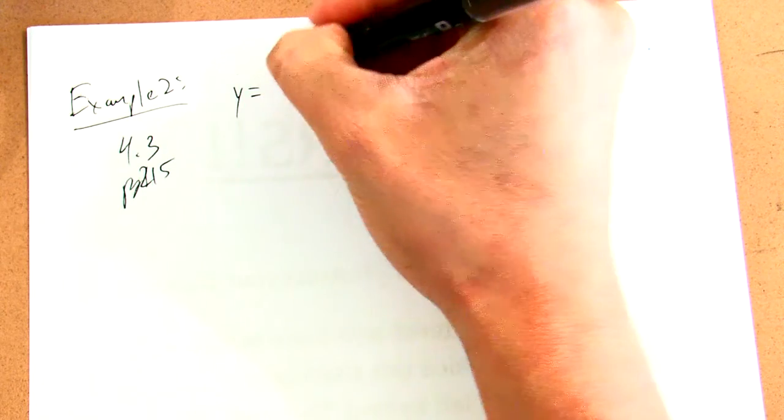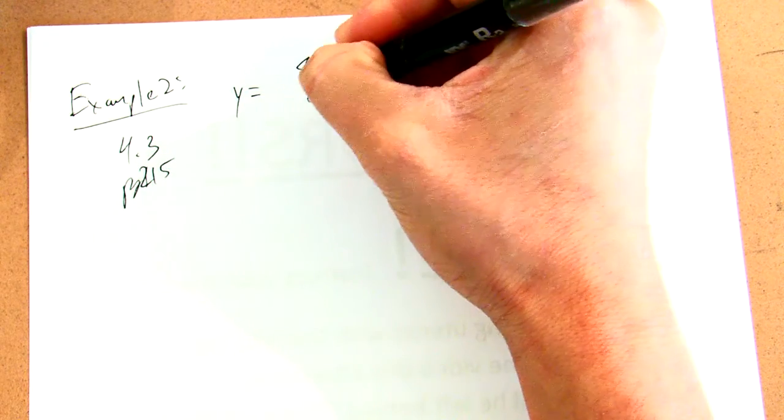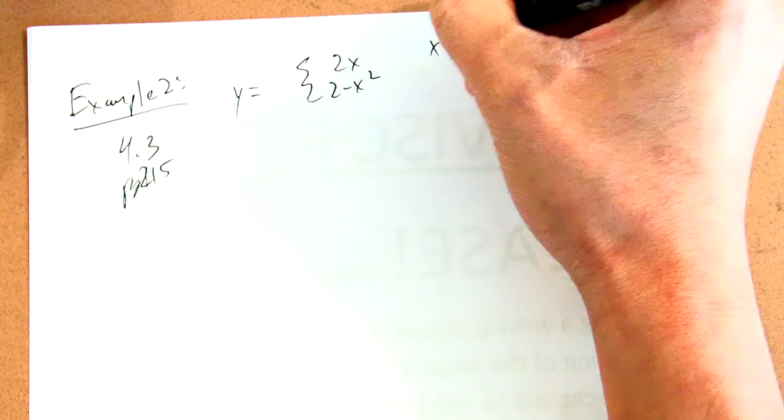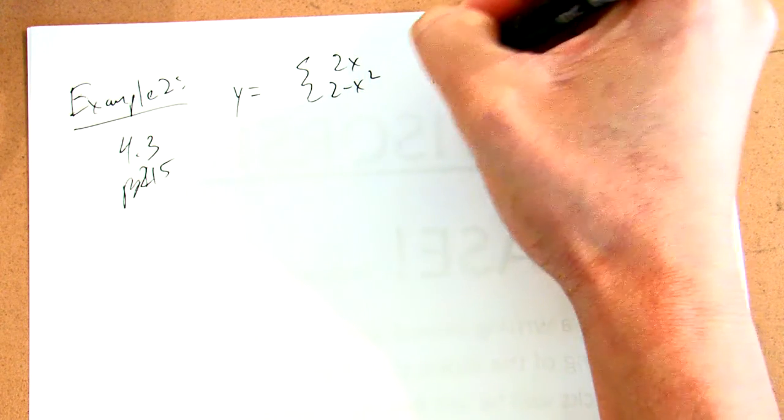All right, so we're going to look at another example. Just to clarify, this is question number 11 from your book, section 4.3, page 215. It says y equals the piecewise function: 2x when x is less than 1, and 2 minus x squared when x is greater than or equal to 1.